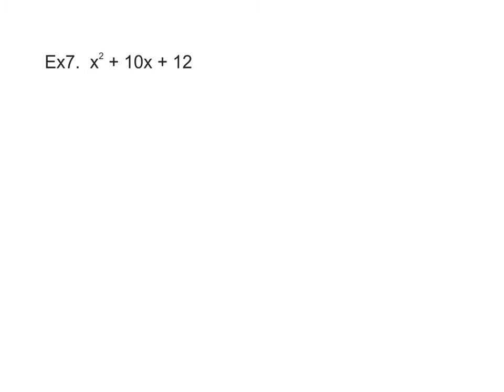Okay, for our last one. This is all positive, so that makes it nice. I'm going to think of two numbers that multiply together to give 12, but add up to be 10. Like 12 and 1, 3 and 4, 6 and 2. I just can't seem to find a 10, though.